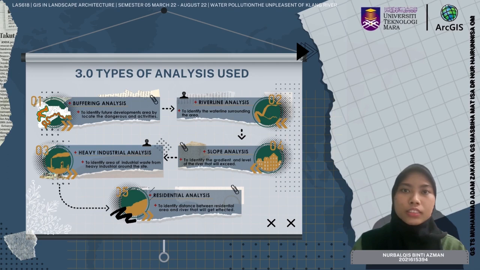The buffer analysis is used to identify future development area by locating the dangerous activities. Riverline analysis is to identify the waterline surrounding the area. Meanwhile, slope analysis is to identify gradient and level of the river that will exceed. Heavy industrial analysis is to identify area of industrial waste from heavy industrial around the site. And lastly, residential analysis is to identify distance between residential area and river that will get affected. All of these analyses will turn into an overlay map after raster.